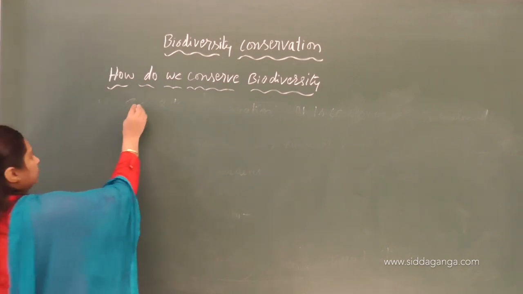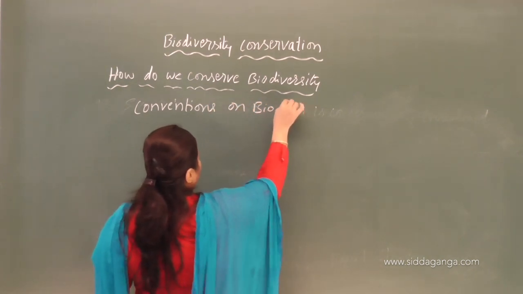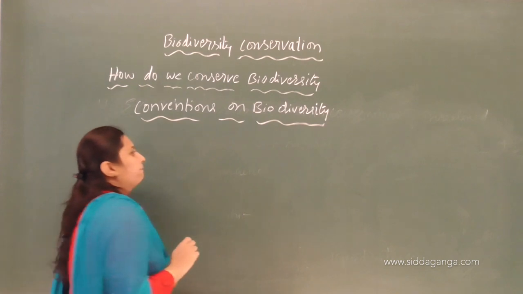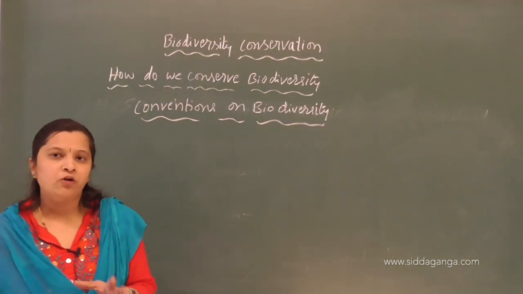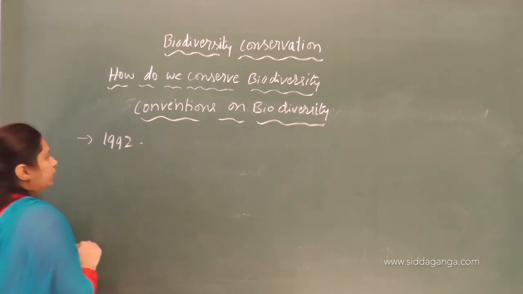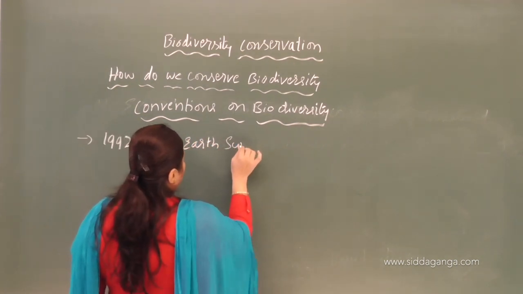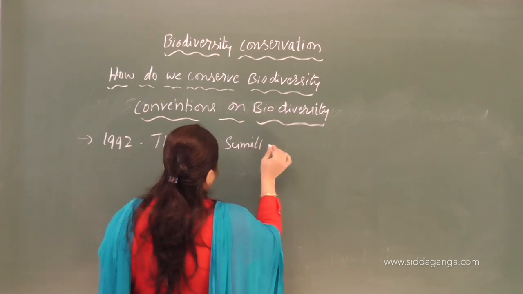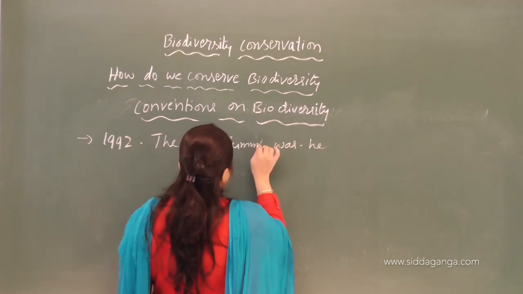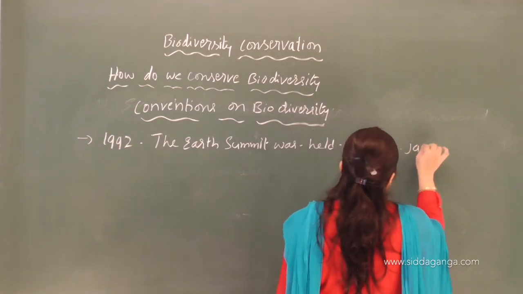Conventions on biodiversity. These are the international efforts made to conserve our biodiversity. It was in the year 1992 that the Earth Summit was held at Rio de Janeiro.